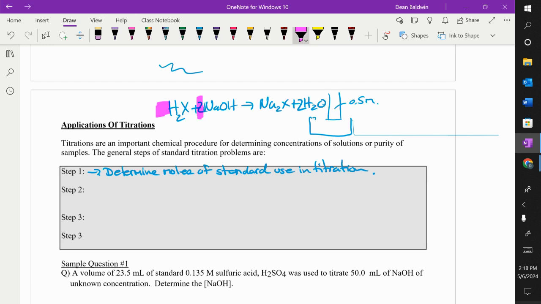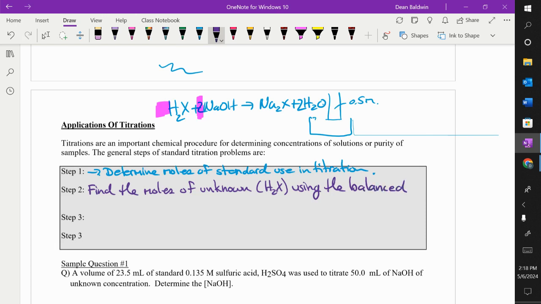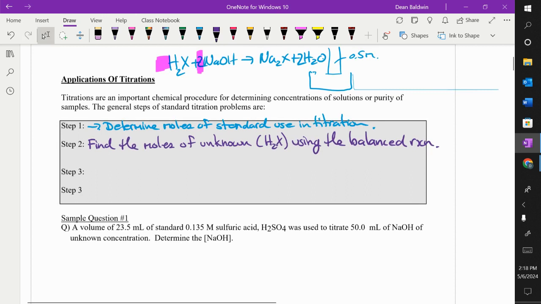So then determine the moles of the unknown, I'll just say H2X, using the balanced reaction. So you always need a balanced reaction. And then you can determine the concentration.